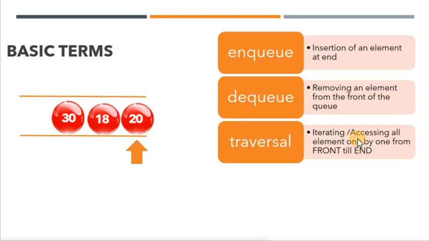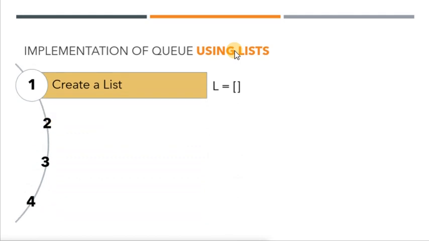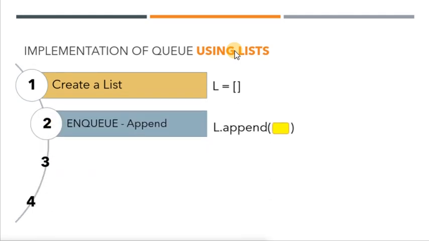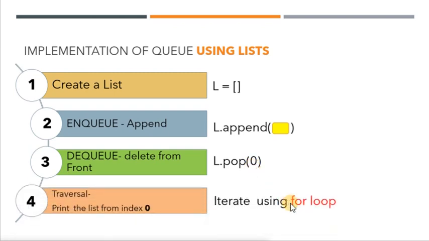Now let us implement queues and program it out in Python. To create a queue in Python, we will be using a list. To do the enqueuing, I'll be using the append method, whereas for the dequeuing or deletion, I'll be using pop. You can see pop has the index number 0 because the first element has to be deleted here. For the traversal there will be a for loop with the range function from index 0 to the n-1th element.